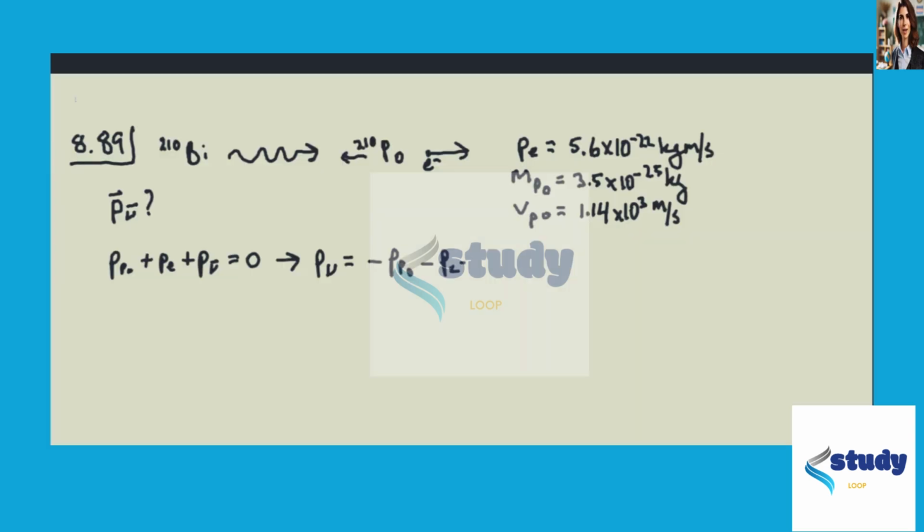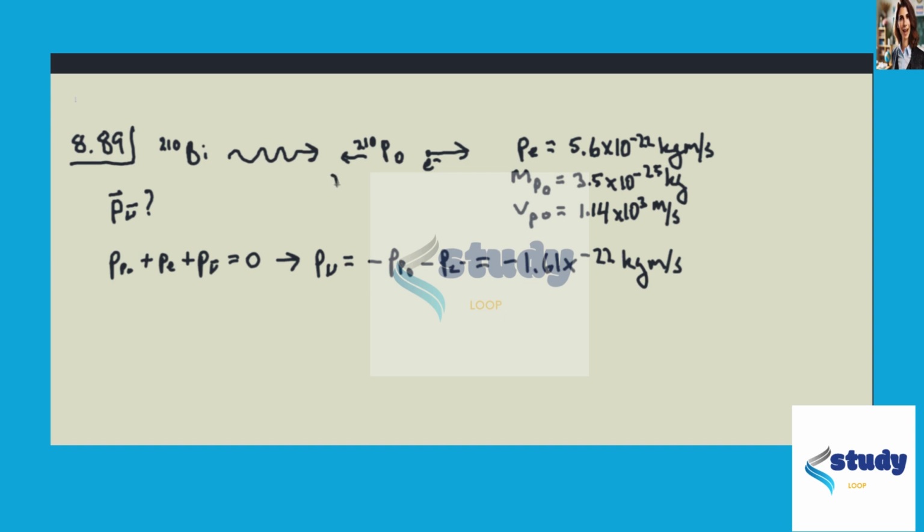Fairly easy. So we put all of these numbers in, and we find out that we get a negative 1.61 times 10 to the negative 22nd kilogram meters per second. So it's moving off to the left.